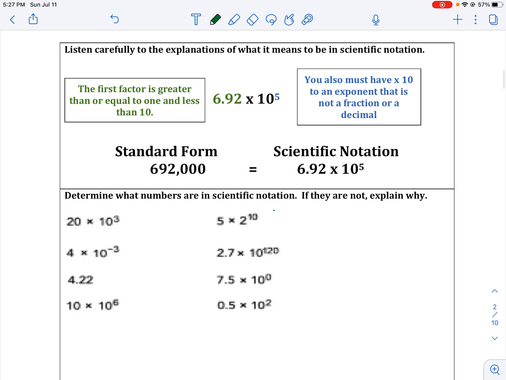So this is what it means to be scientific notation. The first factor, right here, has to be greater than or equal to 1 and less than 10. 6.92 is between 1 and 10. Another way of saying this, you have to have one natural number to the left of the decimal. It cannot be 0. So you have to have one number to the left of the decimal. So that first factor between 1 and 10.